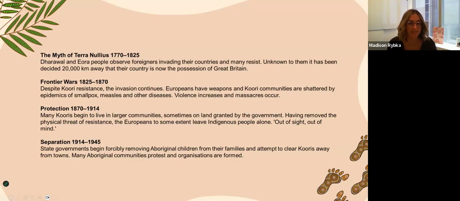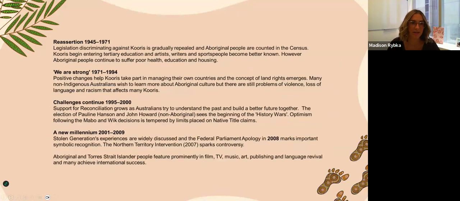Then in 1914 to 1945, it looks at separation. Again, on this poster, it breaks down way much more detail than what I've taken from here. Then it goes into 1945 reassertion, so looking at legislations discriminating against Kooris, and how a lot of Aboriginal people continue to suffer poor health, education and housing. 1971 is the We Are Strong, so positive changes to help Kooris to take part in managing their own countries, their own land and land rights.